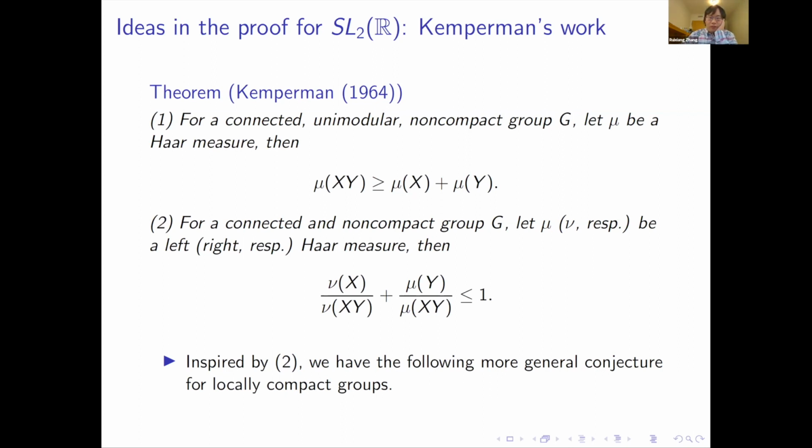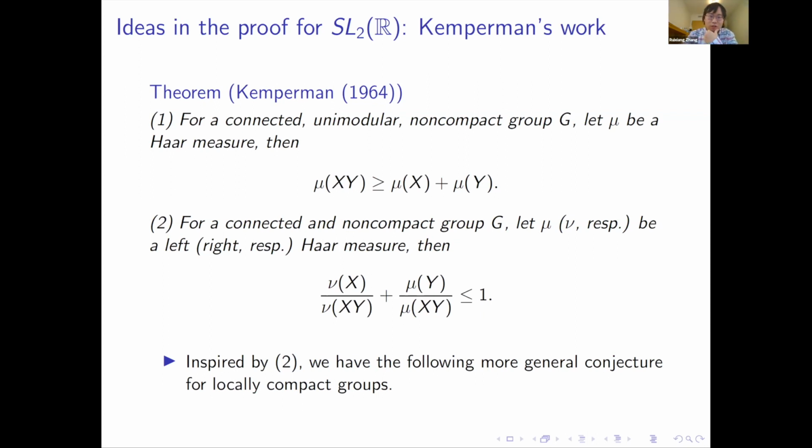But a more important thing is that he has his second part. He proved that for a connected and non-compact group G, if you have mu and nu to be the left and right Haar measure, then you have this very beautiful inequality: nu of x over nu of xy plus mu of y over mu of xy is less than 1. So very fortunately, he had this form of inequality, and when we read his work, we were inspired by this inequality to have a conjecture that's true, that has the 1/2, and that's about the Borel B.